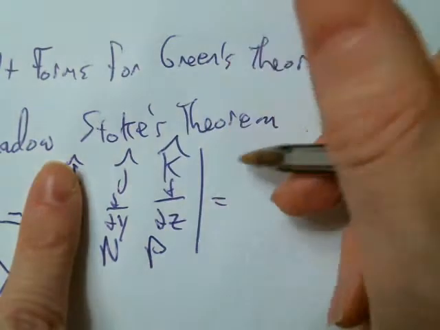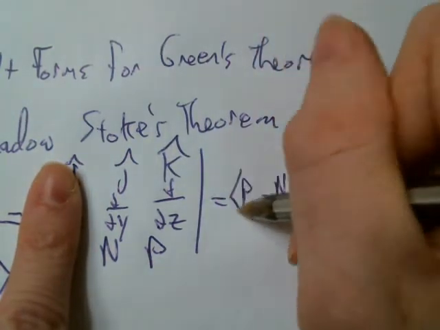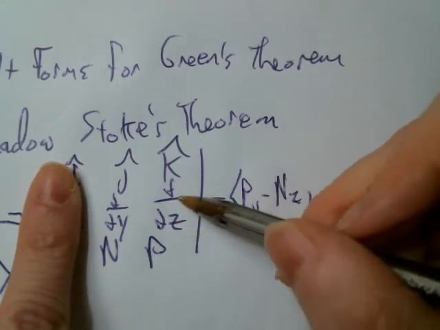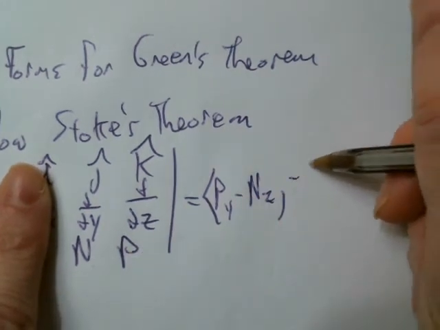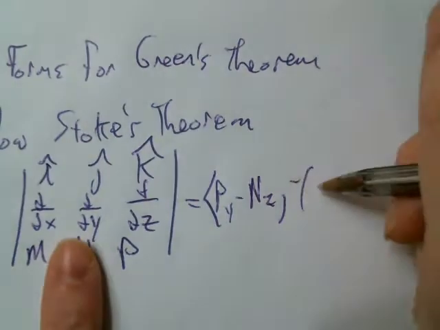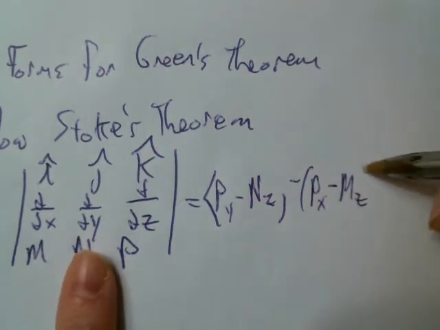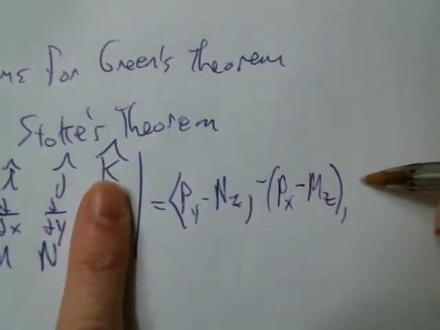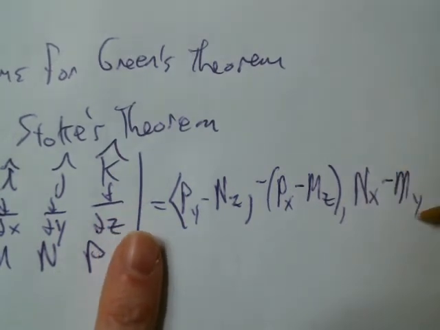So it would be P_y minus N_z for the first component: the partial of P with respect to y minus the partial of N with respect to z. And then negative, the partial of P with respect to x minus the partial of M with respect to z. And then the partial of N with respect to x minus the partial of M with respect to y.